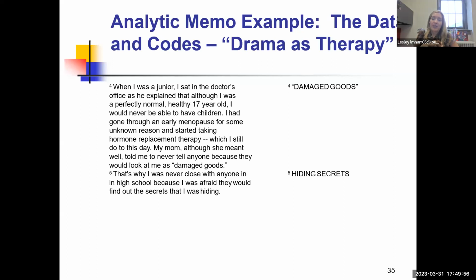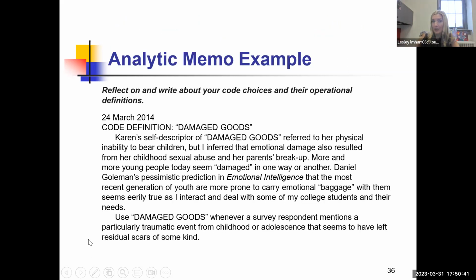Okay, so here's an analytic memo example. This is from Johnny Saldana's book, and he talks about drama as therapy. This is actually a study that he has done with students who are in a drama department. You can see that within this excerpt, which I will let you read on your own time because you have the PowerPoint presentation, he pulls out damaged goods and hiding secrets. As someone looking at the page right now, you're like, wow, those are kind of higher level concepts, but we're really going to need to define what we mean by damaged goods and hiding secrets, because those can mean a lot of different things. So we do that through our memo writing process.